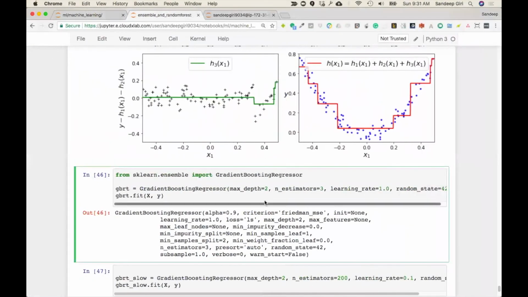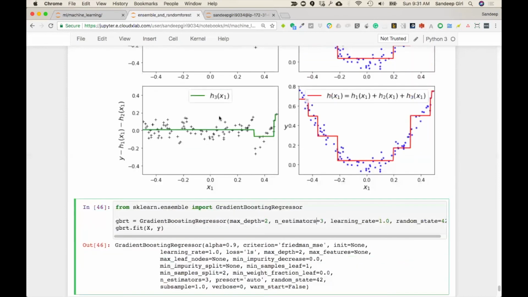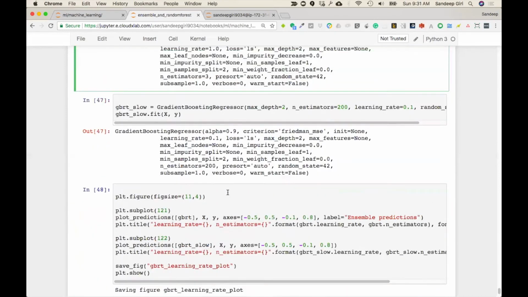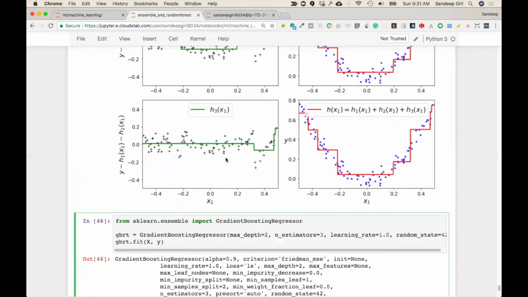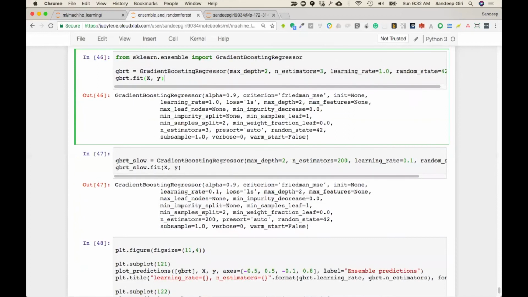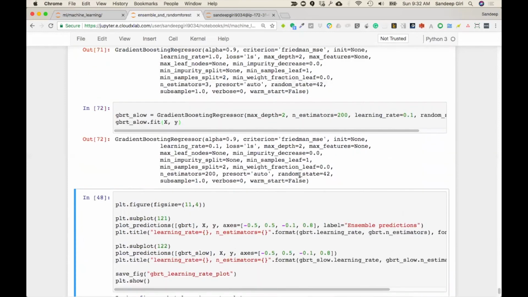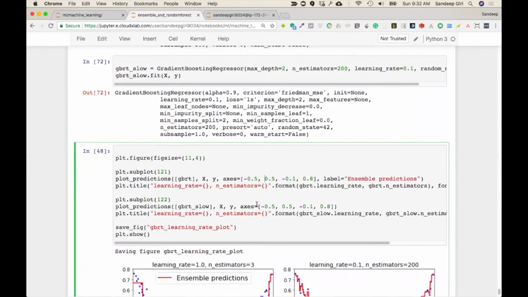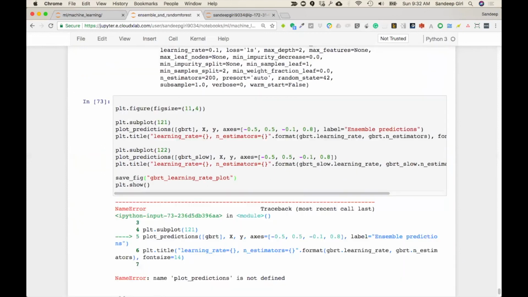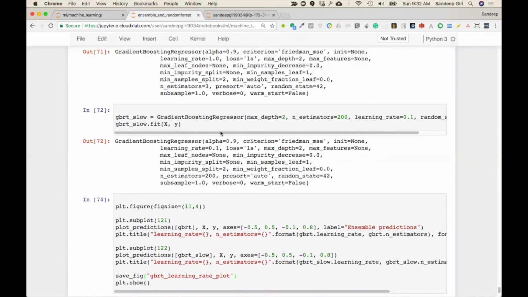We'll talk about learning rate. So what we have here is the one that we did earlier. We basically used the learning rate as 1. Okay, so here, if we just increase the estimators to 200, then it is going to be a bit slow. Okay, and let's just plot it.